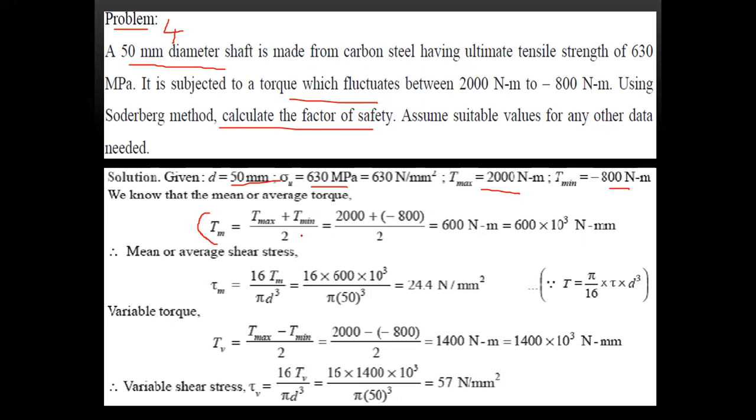Applying this, you get the value. So the average shear stress is equal to this one. The variable torque Tv, after simplifying the values, you get this value. Therefore, the variable shear stress tau v is equal to 16 Tv by pi d cube. So this is the value, right?